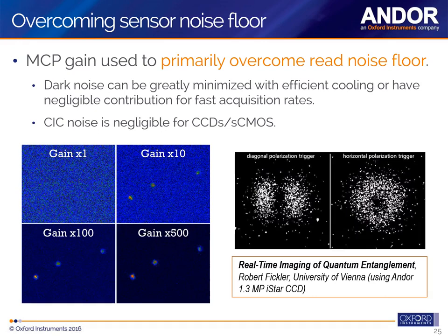by applying some gain. An example here of how powerful the MCP gain is in relation to extracting single photon information from a noise floor is these quantum entanglement images, which are accumulations of single photon events detected at very, very high gain and accumulated over an amount of time.